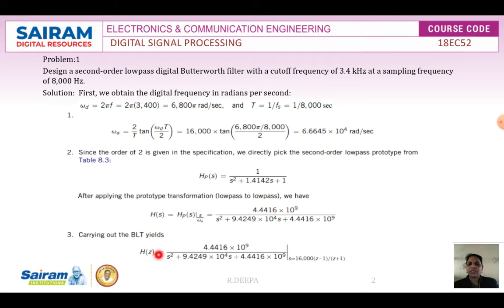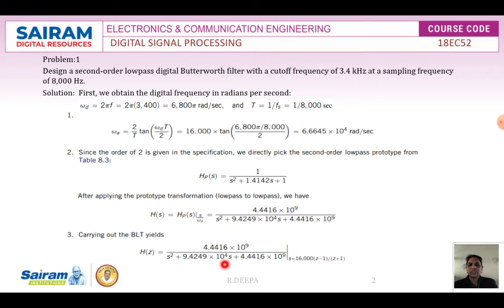So now we will apply the bilinear transformation. Why we are going for this bilinear transformation is, so far we have designed only the analog IIR filter. Now in order to convert it into a digital IIR filter, you have to apply the transformation, and the transformation is S is equal to 2 by T into Z minus 1 divided by Z plus 1. So this is the transformation for the bilinear transformation. So let us apply it here.